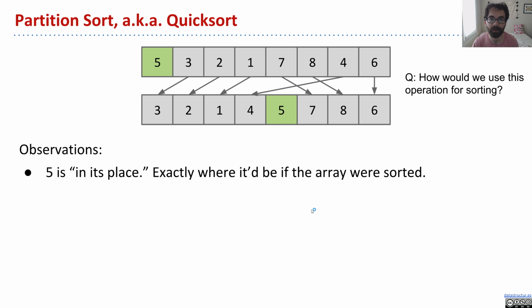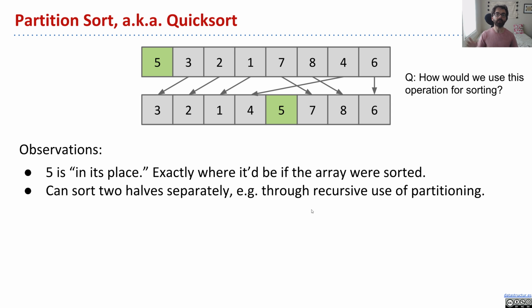Another really important point is that we can sort the two halves totally separately at this point. 5 acts as a wall. If we were to sort the left side with merge sort or insertion sort or selection sort or heap sort or whatever else, we wouldn't need to think about the items on the other side. 5 is a barrier across which none of the items would ever need to move in order to get the array into sorted order.